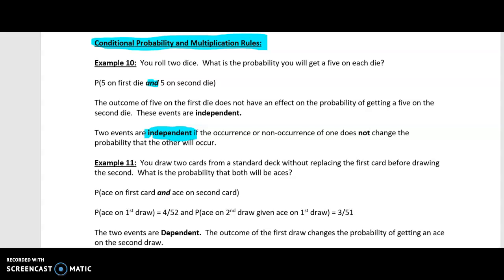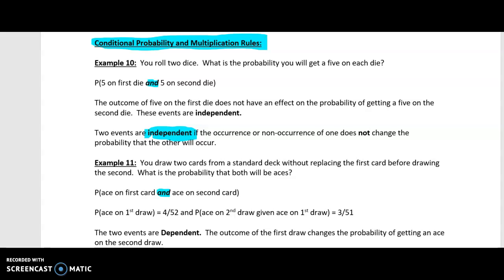Our second example we're looking at, example 11 here. You draw 2 cards from a standard deck without replacing the first card before drawing the second card. What's the probability that both of these cards will be aces? So here we're looking at the probability of an ace on your first card and an ace on the second card.